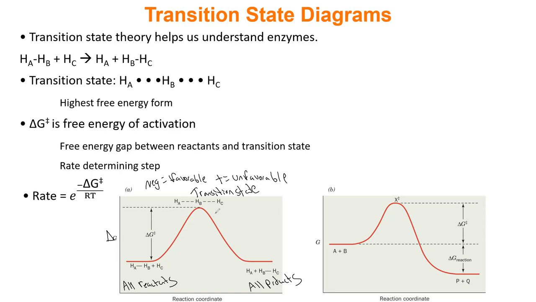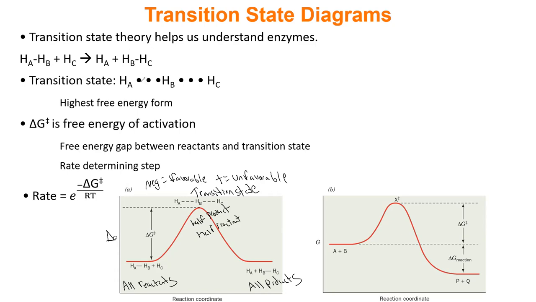This is the highest energy state of the reaction, the most unfavorable state. And this is when you are half product, half reactant. The way this is laid out, we have a very simple reaction where we have a covalent bond between hydrogen A and B. In our reaction, we're going to change that so we have a covalent bond between hydrogen B and C. So our reaction is simply moving a hydrogen, or a covalent bond.